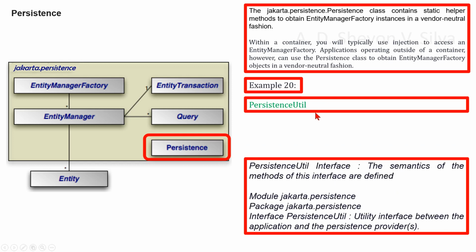Now we are considering the PersistenceUtil interface. The semantics of the methods of this interface are defined. The interface PersistenceUtil in package jakarta.persistence in module jakarta.persistence is a utility interface between the application and the persistence providers. This interface is used to determine the load state.